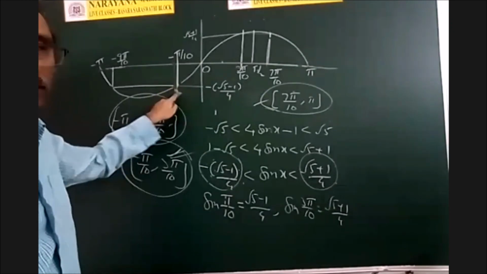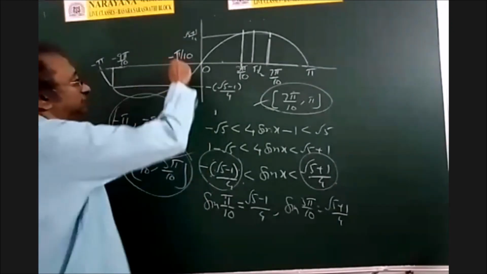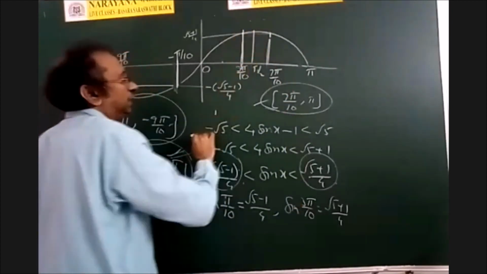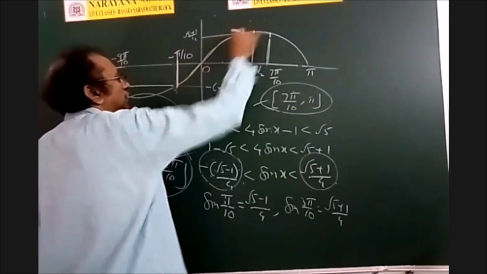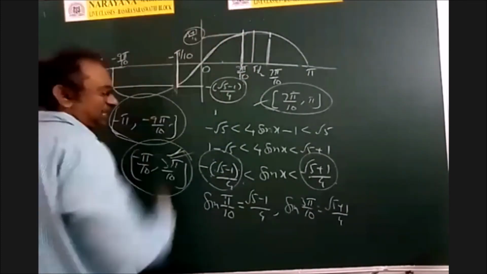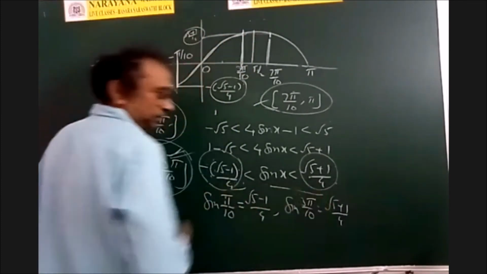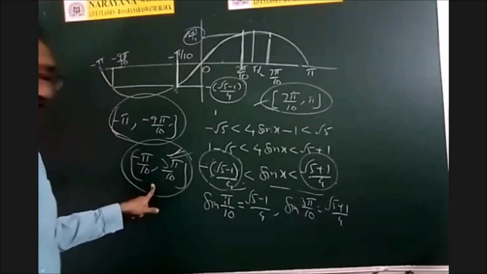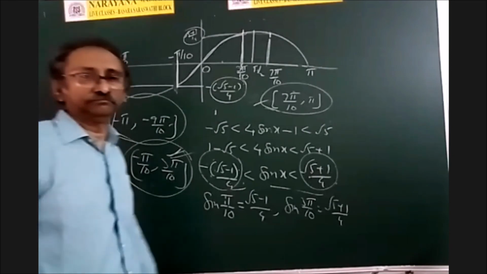Yes, sir. Okay. So if you draw the graph of sin x from minus pi by 10 to 3 pi by 10, all values lie in between this number and this number. And therefore, one of the domains required is minus pi by 10 to 3 pi by 10. Right? Okay, sir.